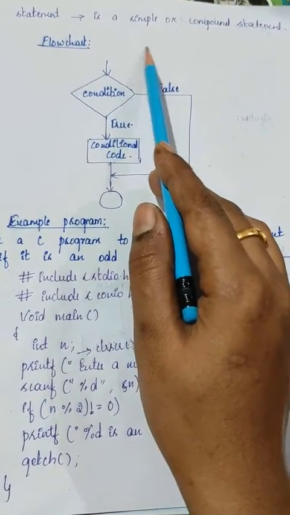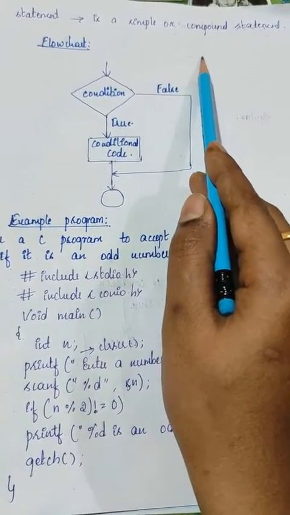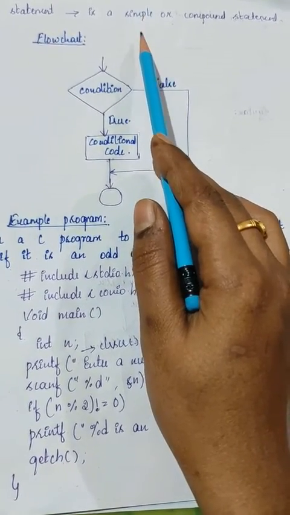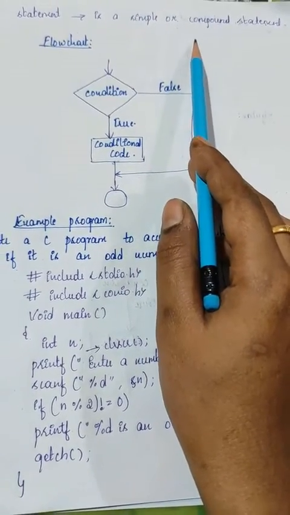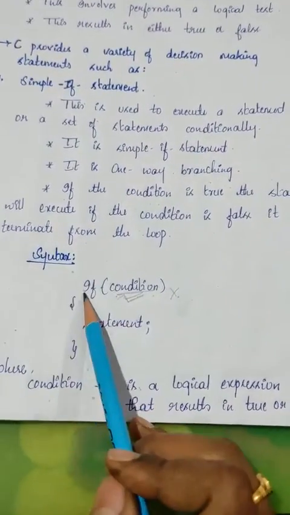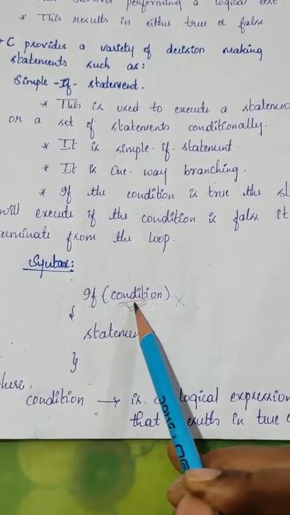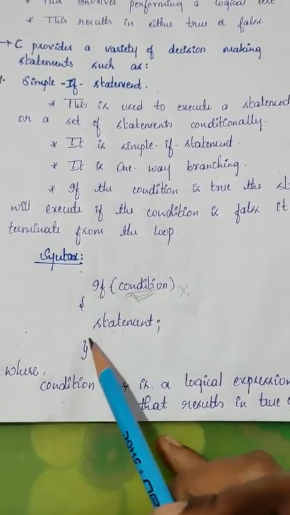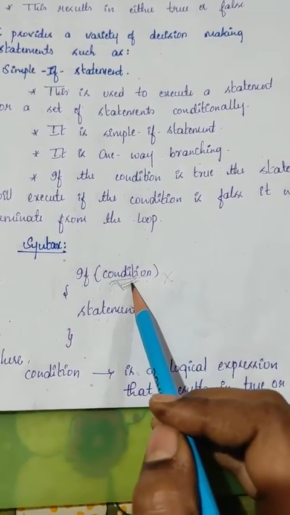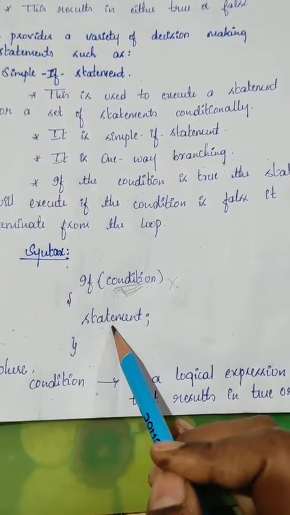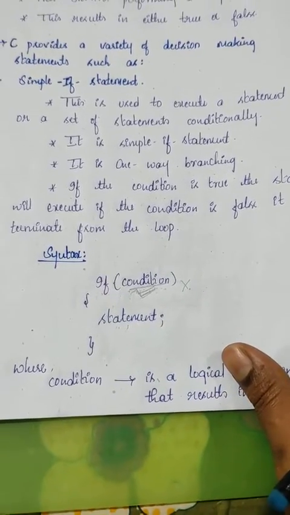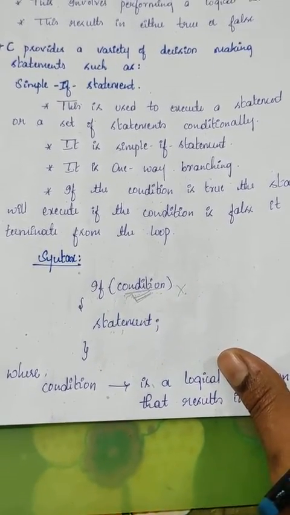A simple statement means a single statement. A compound statement means more than one statement. That's the difference between a simple statement and a compound statement. Once again, students: it checks whether the condition is true, and if so, it will execute that statement. If the condition is false, it comes out of the loop. Condition means it is based on true or false, and statement means a simple or compound statement. So this is the syntax for the simple if statement.